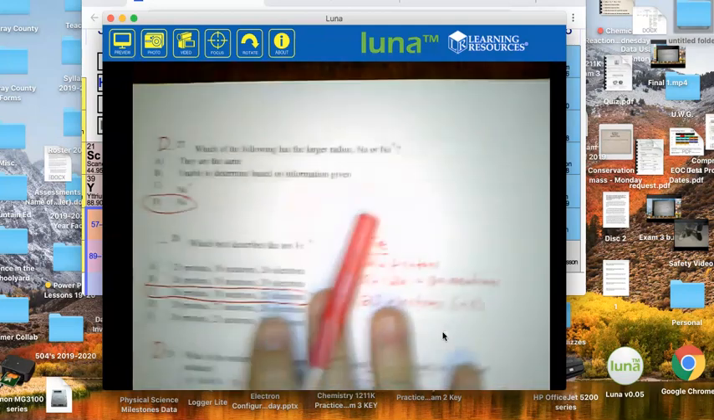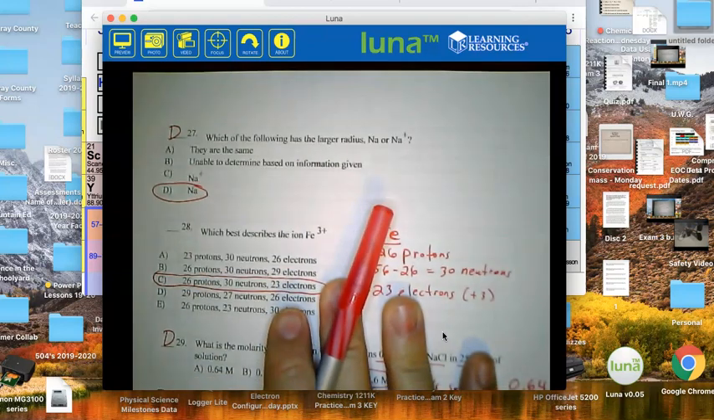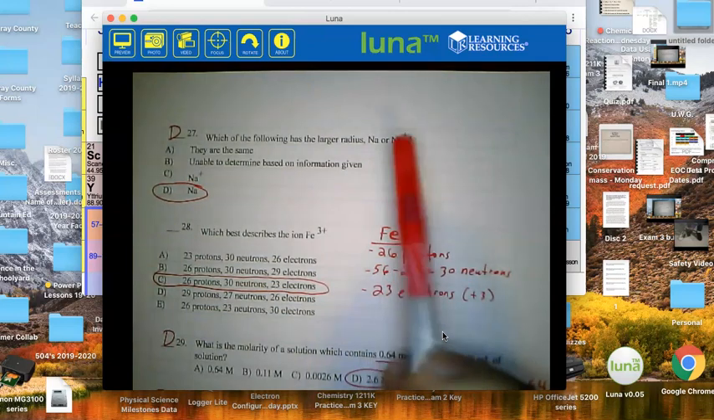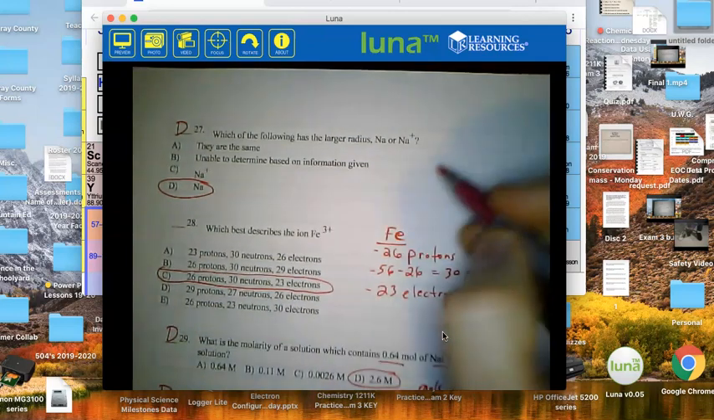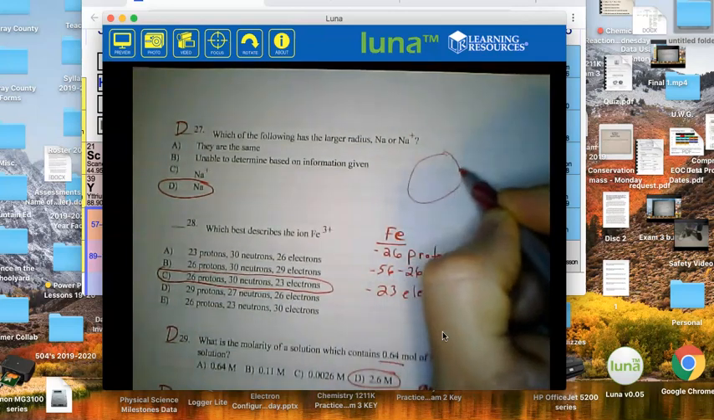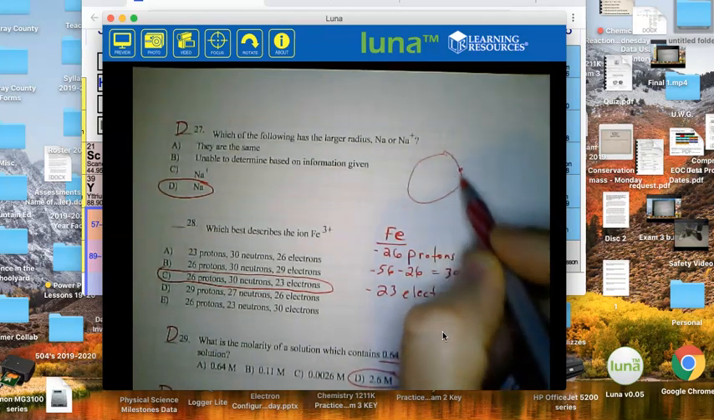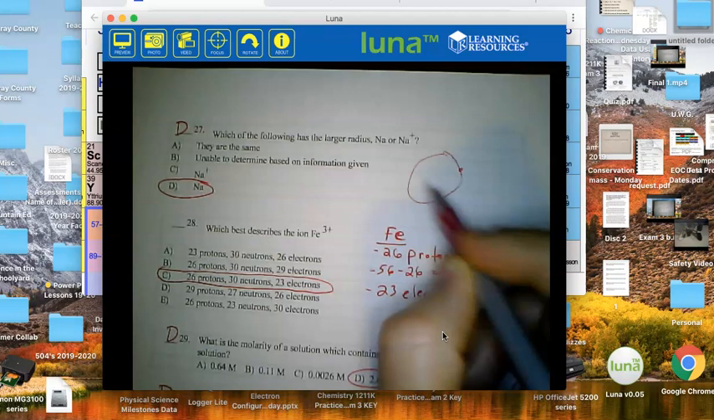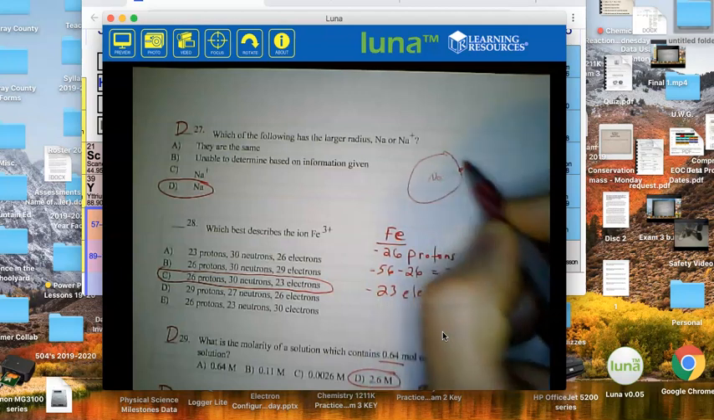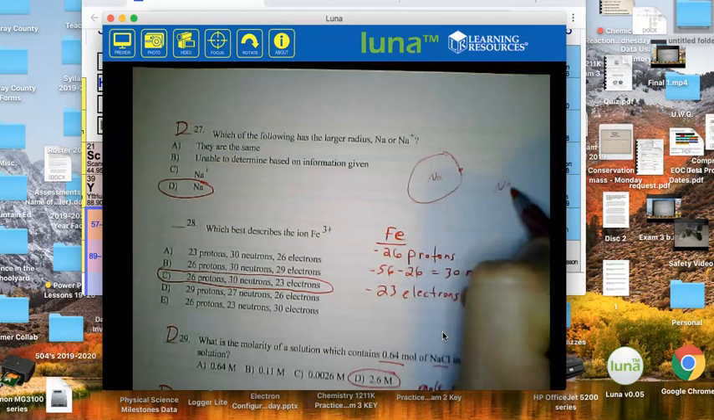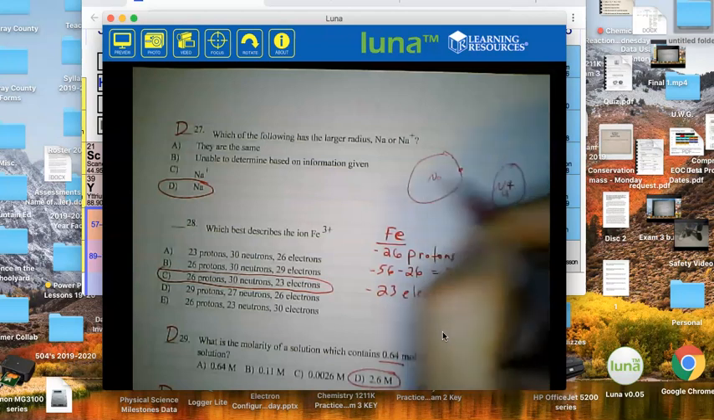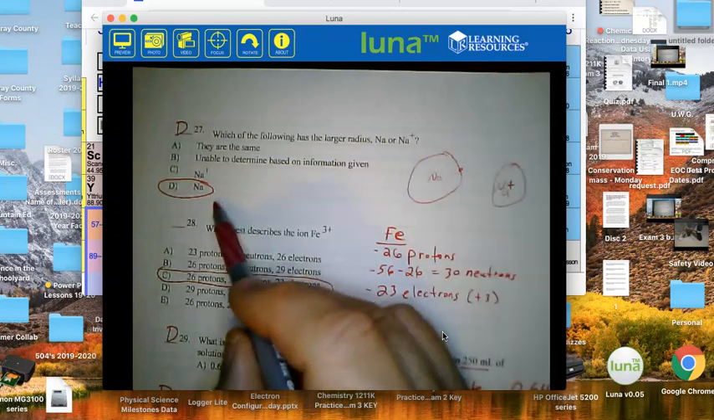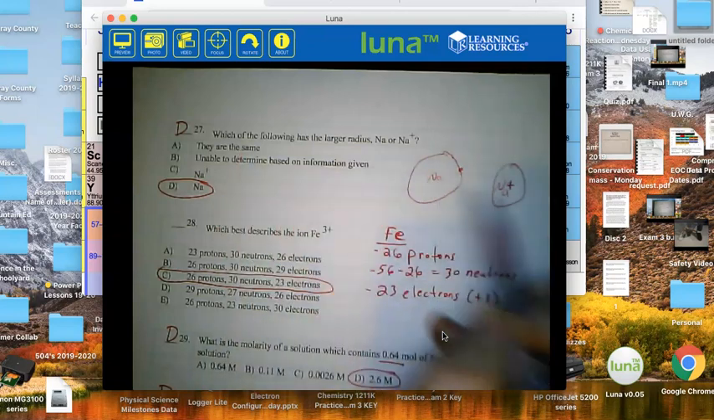All right, number 27. Which of the following has the larger radius, sodium or sodium plus? We know if sodium loses an electron, it loses the entire shell, right? Sodium only has one valence electron in its outer shell. So when it loses that one valence electron, it's always smaller, because it loses an entire shell when it loses that one electron. So sodium is larger than sodium plus.